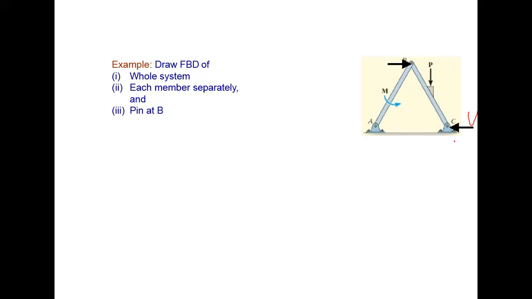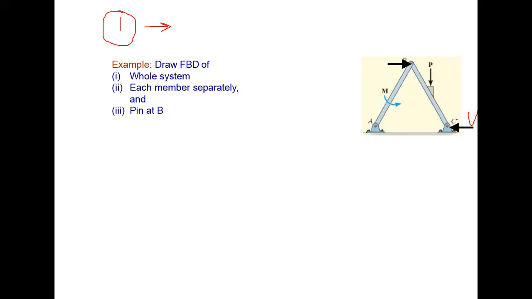But before showing the vertical reaction, it is our duty to balance this horizontal force. Whenever you are drawing an FBD, keep one thing in mind: whenever you apply some reaction force, try to balance that one first. So this is the horizontal reaction force. So how to balance it?